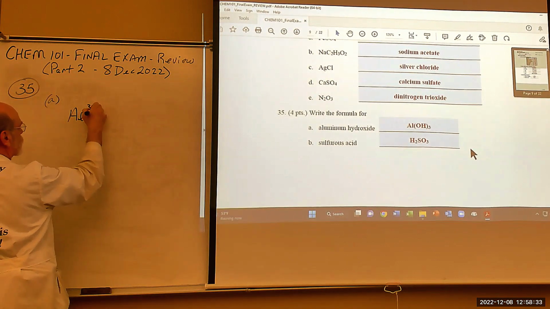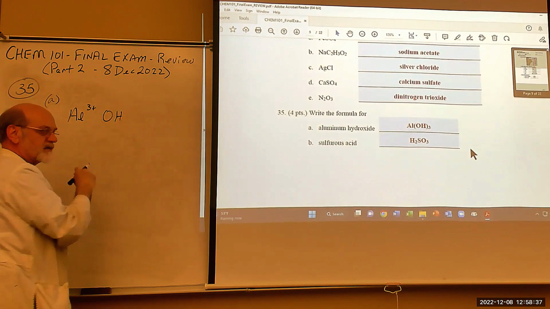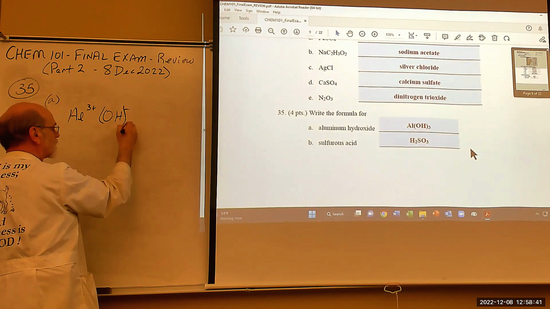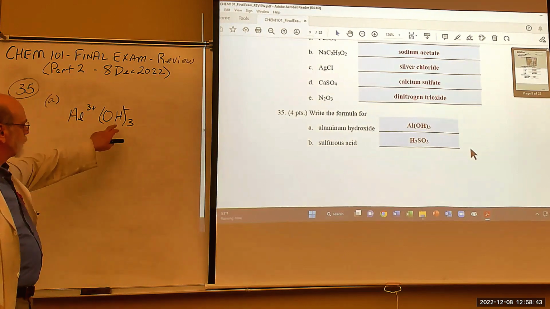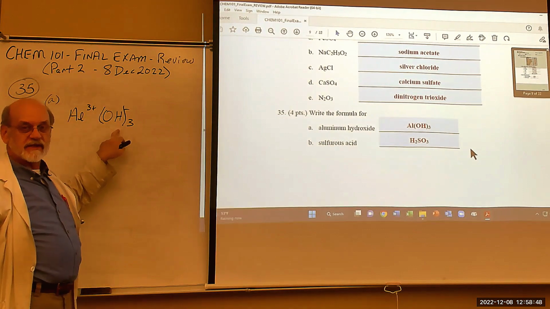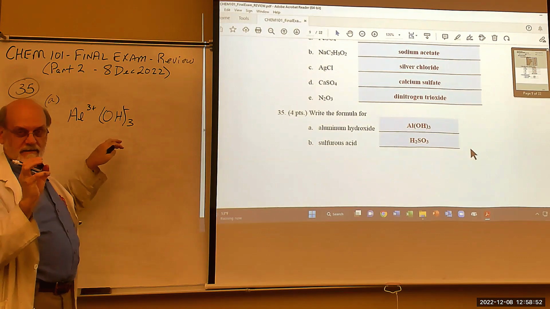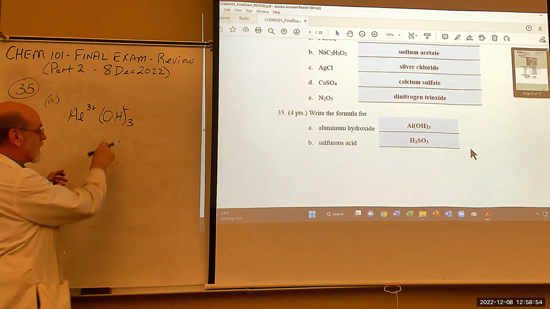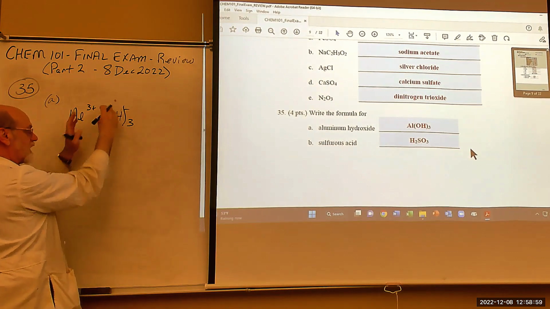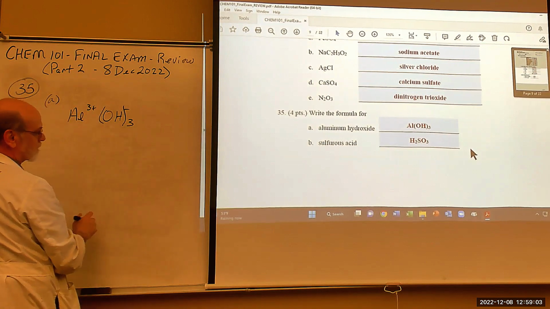So if aluminum has a 3+, and hydroxide is a polyatomic ion with a -1, then you know you've got to have 3 of them. But the 3 has to go outside of parentheses. Polyatomics act as units. You cannot break them up. You can't change the subscript on them. So in this case, you have to have a 3 outside the parentheses to balance 3 minuses with a 3+.